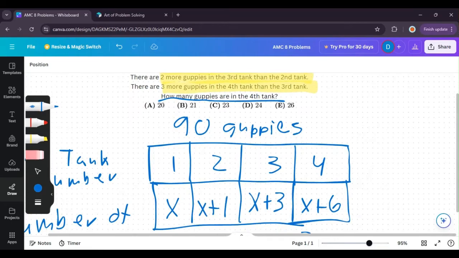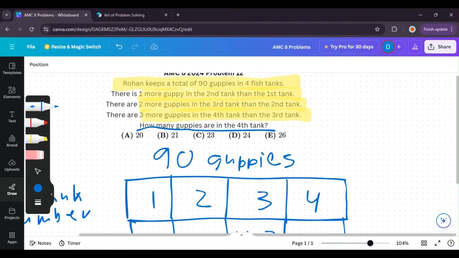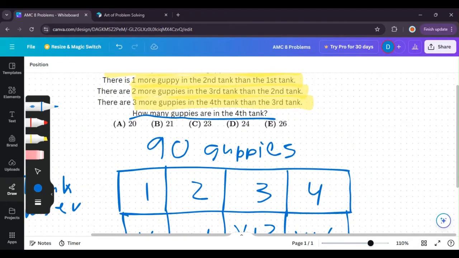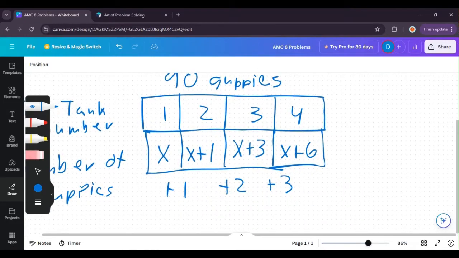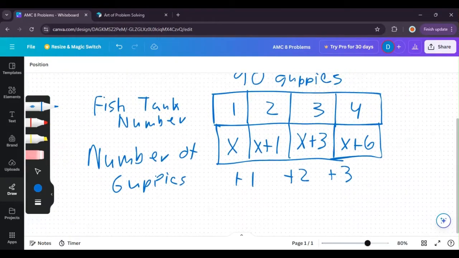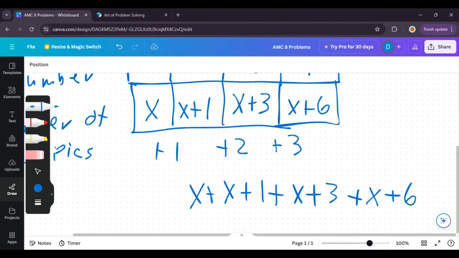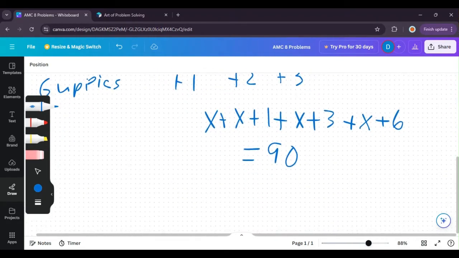So we have the total amount of guppies in each tank, and we have to use the first statement. It says there are 90 guppies, so that means all the tanks added together is 90. Okay, so if we add x, x plus 1, x plus 3, x plus 6, which is the number of guppies in all the tanks, then we get the total number of guppies. So x plus x plus 1 plus x plus 3 plus x plus 6 is equal to 90 guppies total. And we simplify, 4x plus 10 is equal to 90.